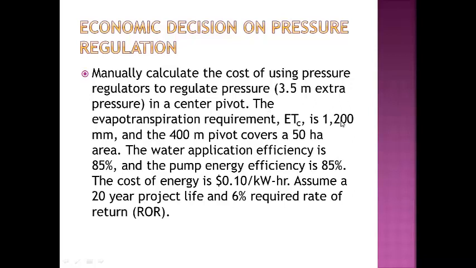We have 1,200 millimeters of water required during the season for the crop. The 400 meter pivot covers a 50 hectare area. The water application efficiency is 85%. The pump energy efficiency is 85%. The cost of energy is 10 cents per kilowatt hour. We'll assume a 20-year project life and a 6% required rate of return.